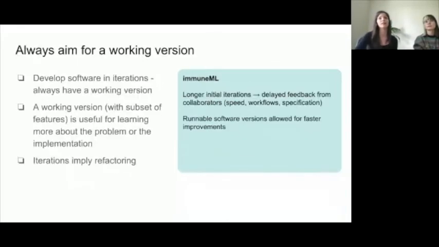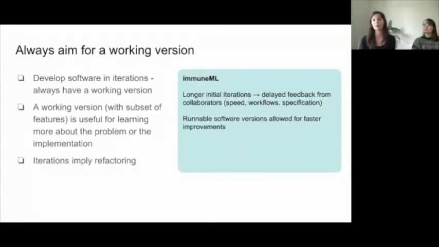So one other point that we came across while developing this platform is a so-called agile approach. That means that one good way to develop software is to approach development in iterations, so that at the end of each iteration, we always have a working version. This working version will have only a subset of features, but will be very useful to learn more about the problem and to learn more about the implementation, so that it can guide the next iteration.